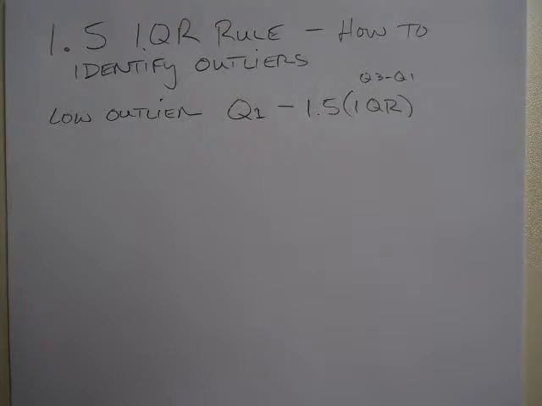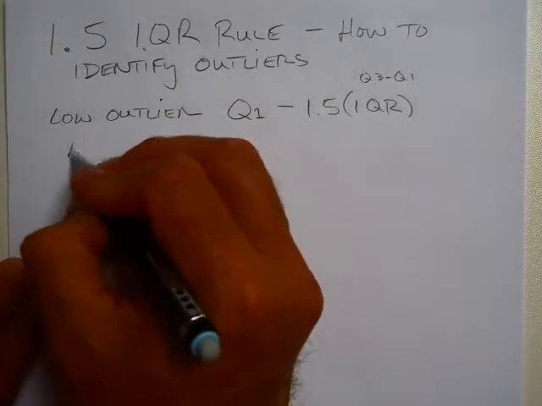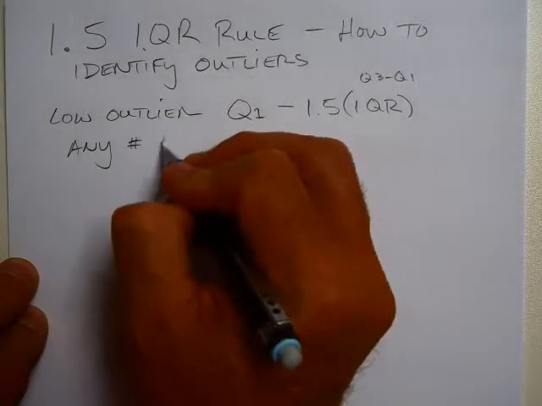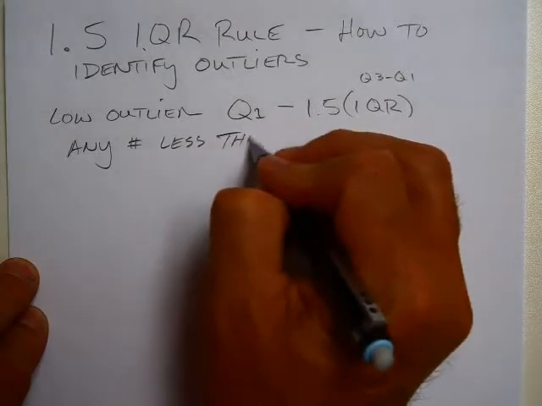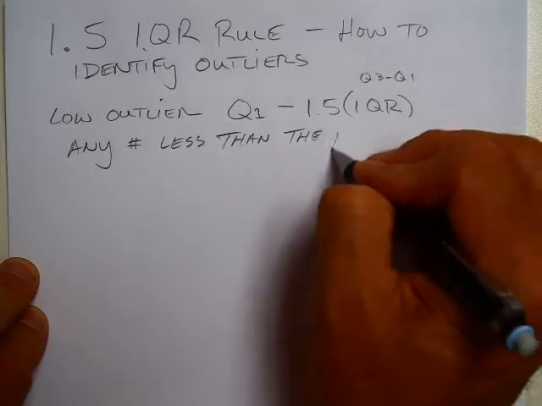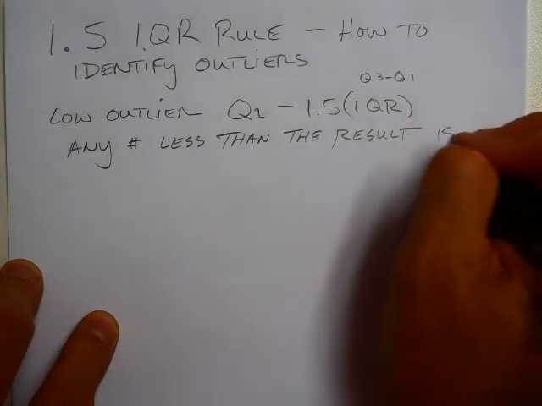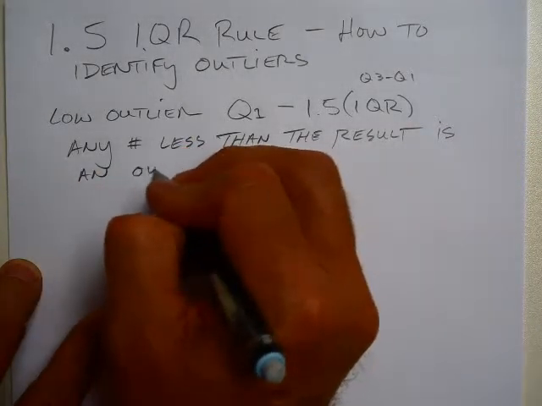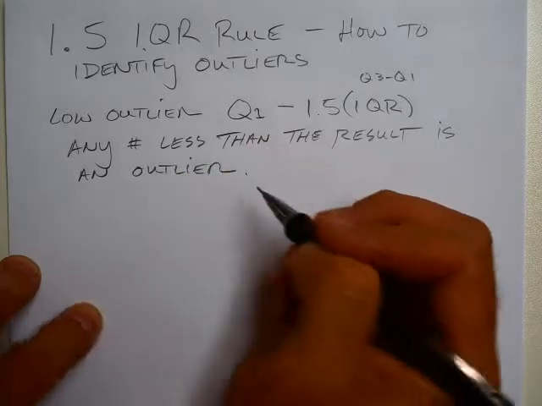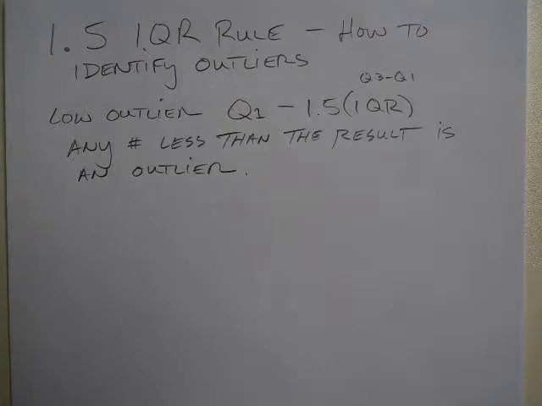And this gives us a value. Any number less than, I'm trying to remember if equal to, I think it's anything less than this would be considered an outlier. Any number less than the result is an outlier. Now keep in mind, that would be a numerical outlier. It depends on the context of the problem whether that actually makes sense to call something an outlier or not.